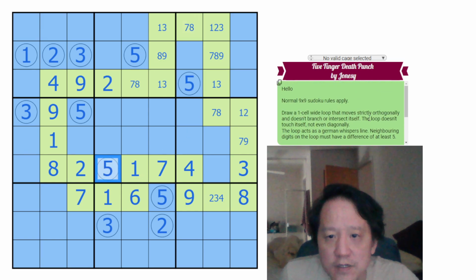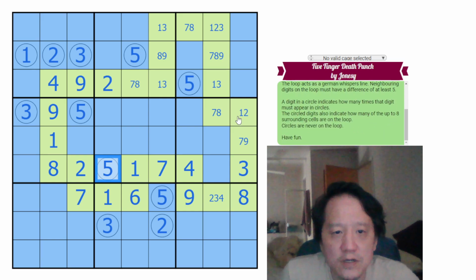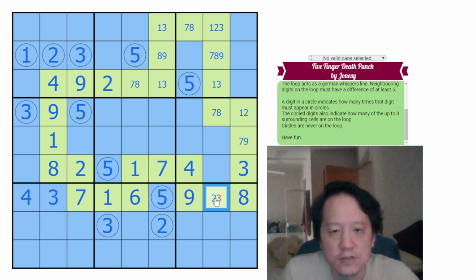Yeah, that's it. So German whispers now. We're getting close to Sudoku. So this has to be 8 or 9. This cannot be 4, so this is 2 or 3. So this is 2, 3, or 4. No 4. So this has to be 4. This is 3. This is 2. This can't be 2, so this is also 1, 3, 1, 3. So this is also 8 or 9.